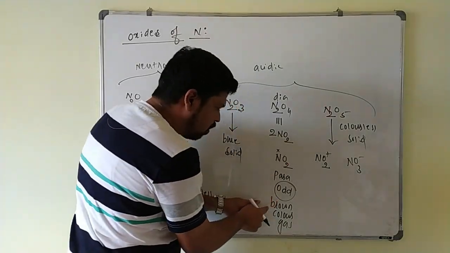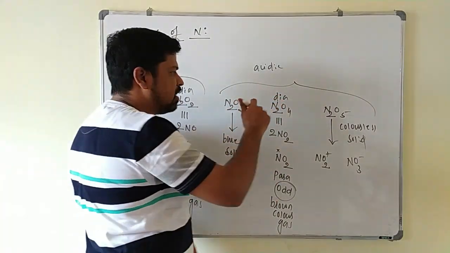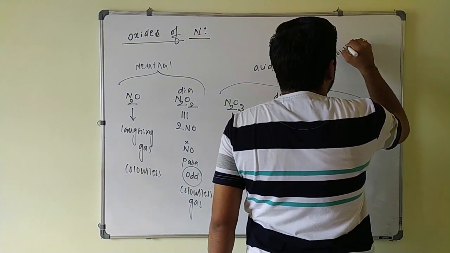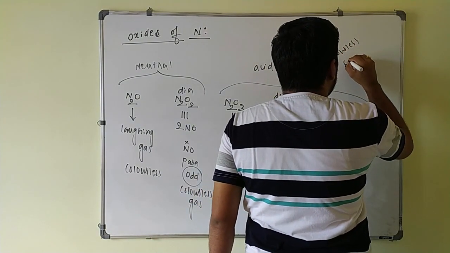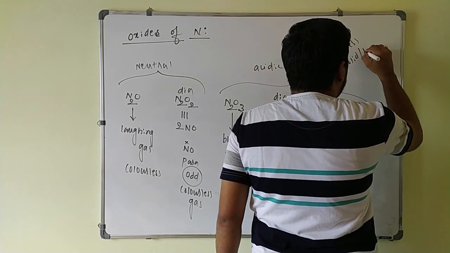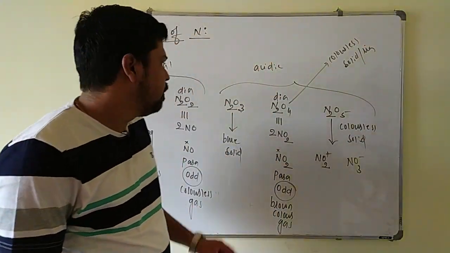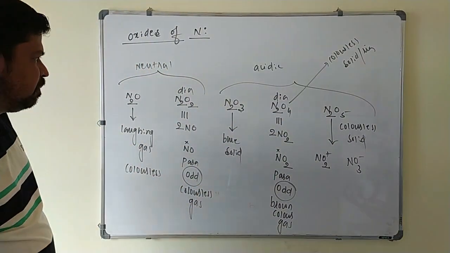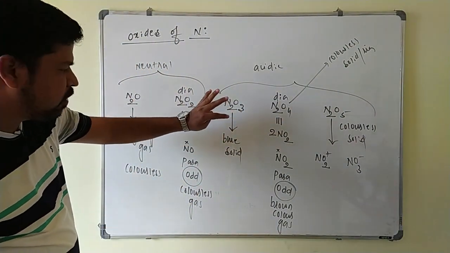Only NO2 is a brown color gas, not N2O4. On dimerization, it becomes colorless solid or liquid. These three are acidic in nature and these two are neutral in nature. These are the oxides of nitrogen.